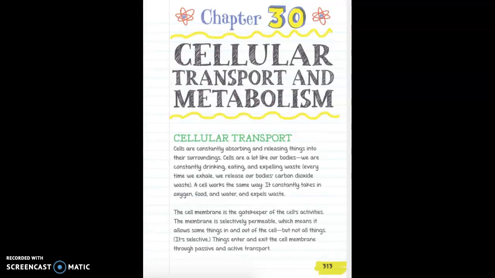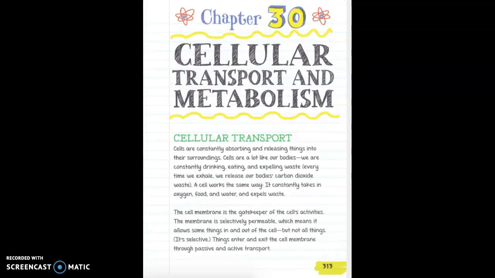So, cellular transport. Cells are constantly absorbing and releasing things into their surroundings. Cells are a lot like our bodies. We are constantly drinking, eating, and expelling waste. Every time we exhale, we release our body's carbon dioxide waste. A cell works the same way. It constantly takes in oxygen, food, and water and expels waste.